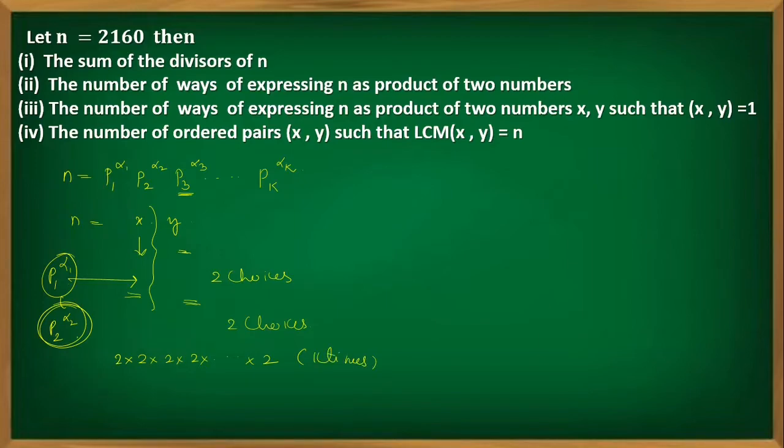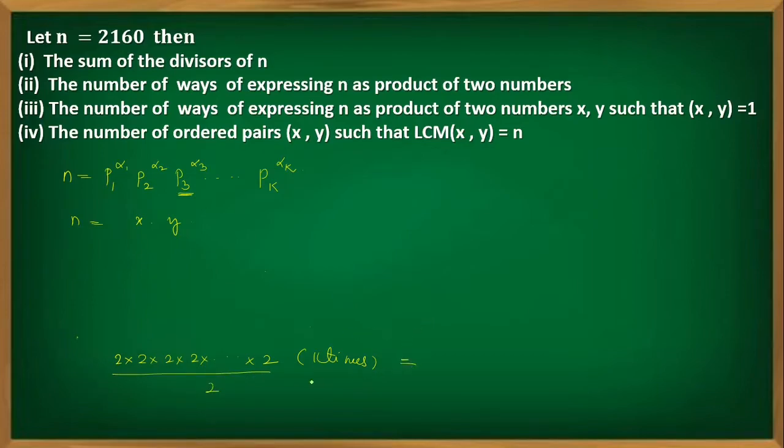But in this, what will happen is whenever you say p1 to the power of alpha 1 here, and p2 to the power of alpha 2 here, you may also have counted p2 to the power of alpha 2 here and p1 to the power of alpha 1 here. So therefore we have overcounting in this. Actually it is counted twice, because p1 to the power of alpha 1 may be in x or may be in y. So we are counting it two times. That's why we have to make it half, which is 2 to the power of k by 2, which is 2 to the power of k minus 1. So the number of choices is 2 to the power of k minus 1. I hope it is clear.